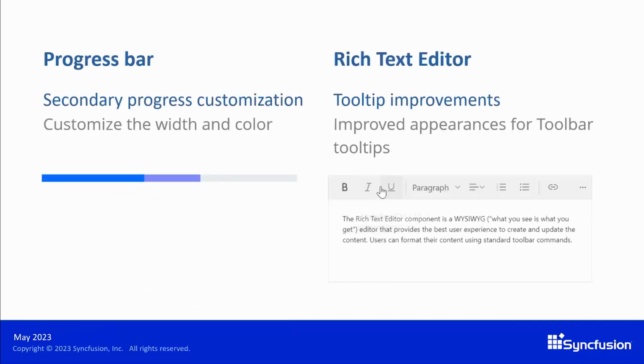And okay, so next to the progress bar component, now you can customize the width and color of the secondary progress, which you can see here. You can customize them now with this support. So this is one feature added to progress bar.